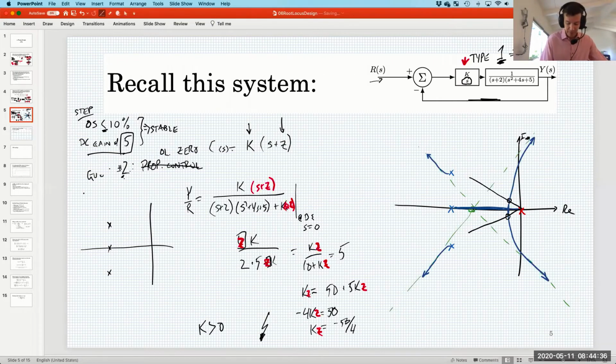Although maybe we can have the z be negative. Oh, now we're living dangerously. Is it okay to have a negative z? A negative z would mean you'd have an open loop 0 over here. Is everyone comfortable with that?